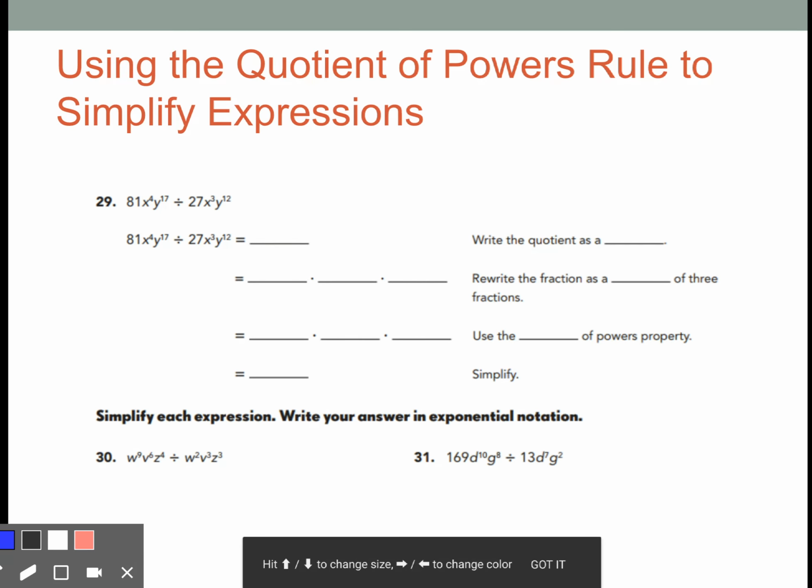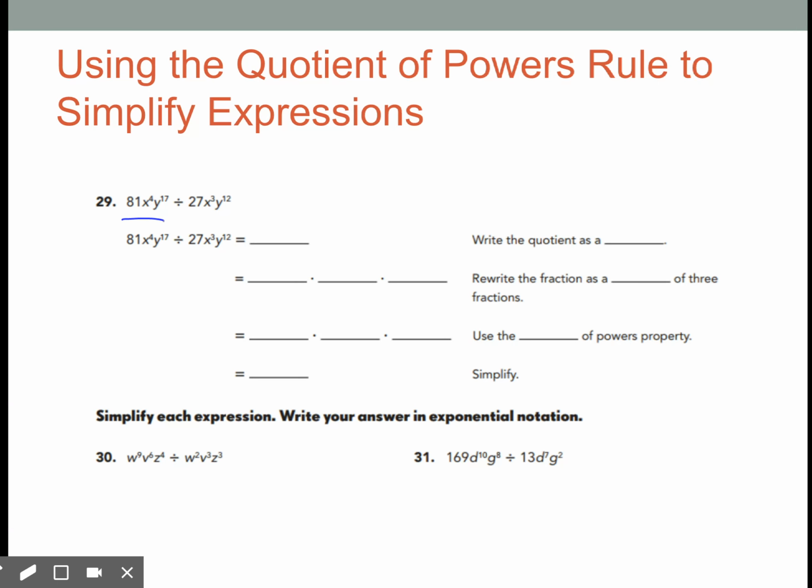So let's do some practice here with the quotient of powers rule with more terms. The first thing we're going to do here, because we have 3 different terms in the dividend and divisor, is write the quotient as a fraction. So I'm going to place my dividend on top, which is 81 x to the 4th, y to the 17th, divided by 27 x to the 3rd, y to the 12th.